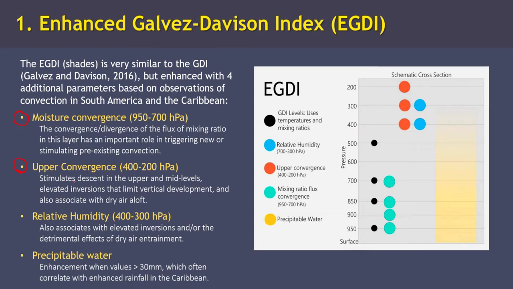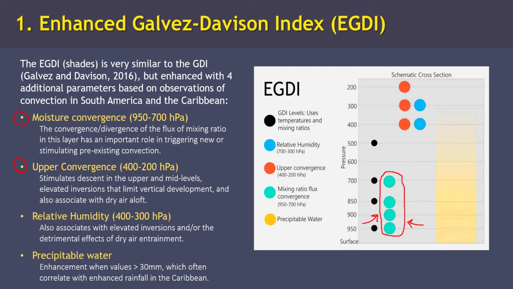The way we developed this so far has been empirically. We've been looking at the evolution of convection over many days during rainy season in South America, playing with different values until we came to a set of values that work really well for us. So these additions to the GDI are the following. We have the moisture convergence in this particular layer, 950 to 700, and this is very important because this speaks of the triggering of convection.